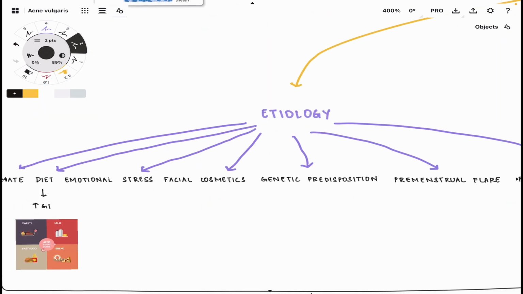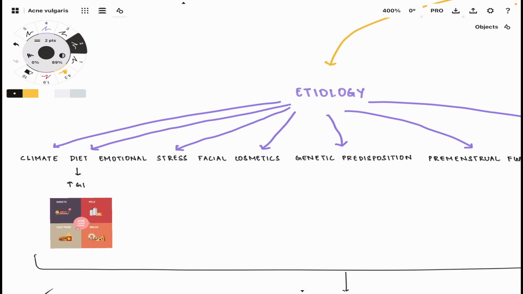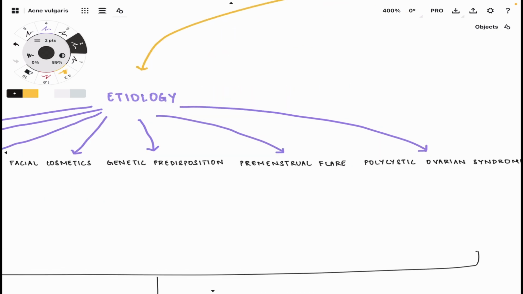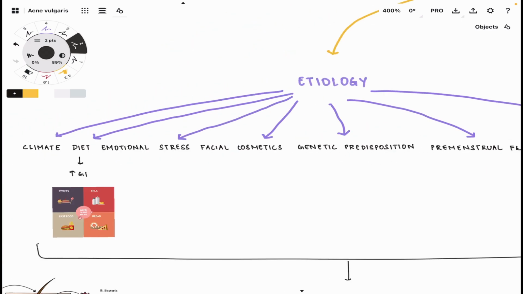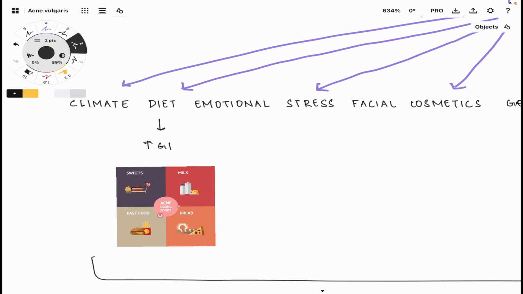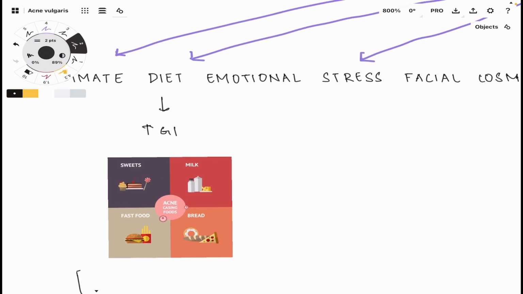The next concept in acne is etiology of acne. Climate change, diet change, emotional stress, facial cosmetics, genetic predisposition, premenstrual flare, polycystic ovarian syndrome are the etiological factors for acne. In diet change, the most important cause is intake of foods which contain high glycemic index. Examples of those kinds of foods are sweets, milk, fast foods, and bread.